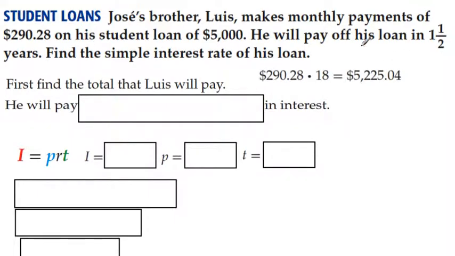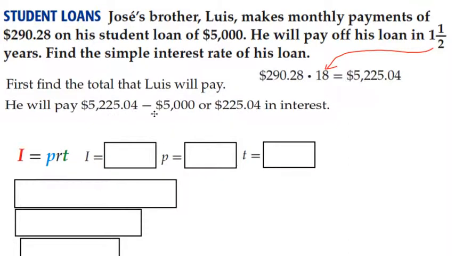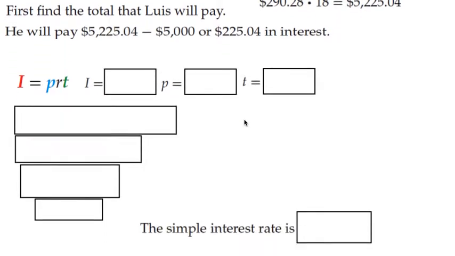So I want to make sure you understand this right here, 1.5 years. This is the number of months, okay? Because this is a monthly amount, we had to convert that to months. So this is the total he's going to pay, $5,225.04. So that's the total. And he's going to take off that $5,000 was the principal amount. So the rest of that is just interest. So he's paying $225.04 in interest.